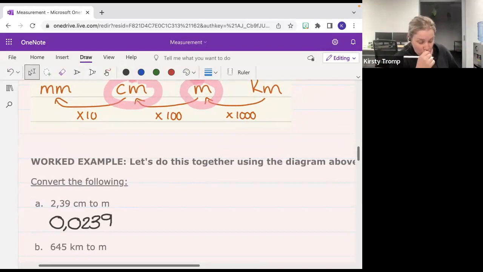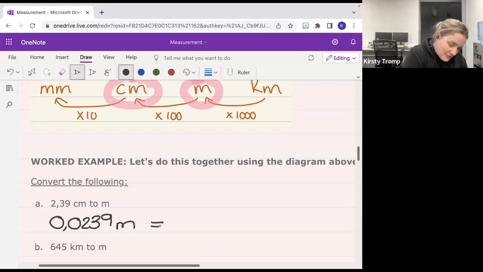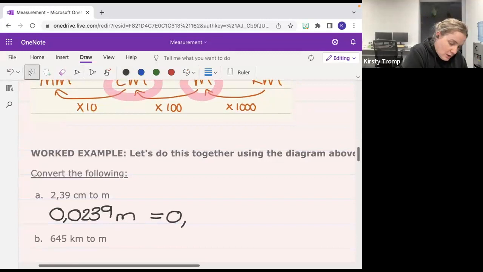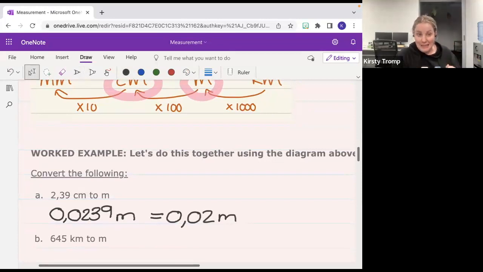All right, so 2,39 divided by 100 gives me 0,0239. What I mustn't forget to put is the meters. Right, mustn't forget to put the meters. If the question has told me round off to 2 decimal places, then yes, I need to then say that is equal to 0,02 meters. If it hasn't said it, I can leave it.